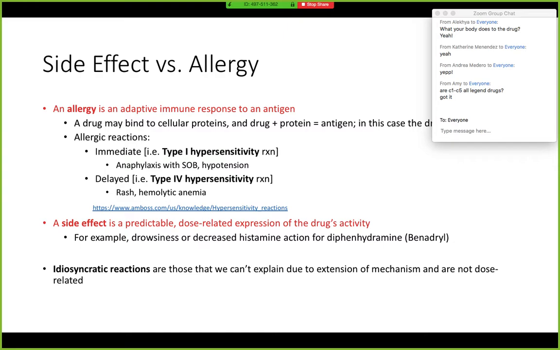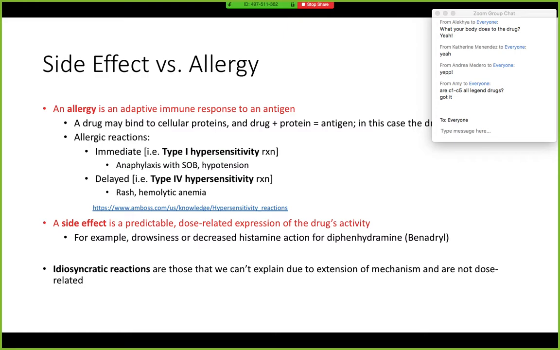So when we talk about allergies, the 2 most common are an immediate reaction or a delayed reaction. So your immediate reaction would be a type 1 hypersensitivity reaction. And what's most commonly tested is an anaphylactic reaction. A delayed reaction would be type 4 hypersensitivity. And one that's commonly brought up is a TB test.